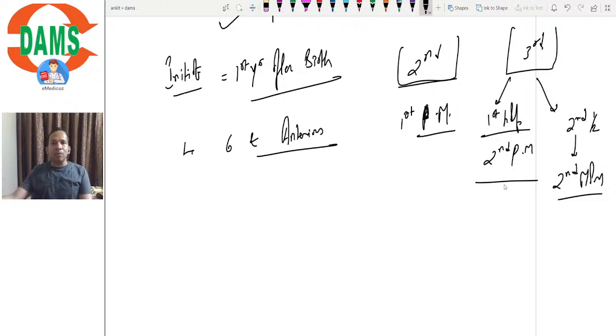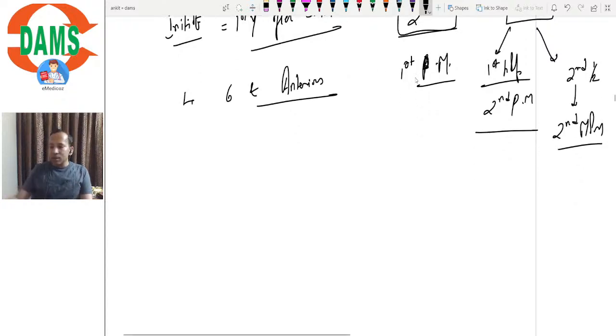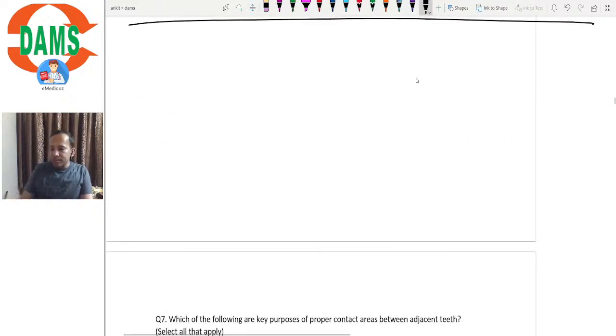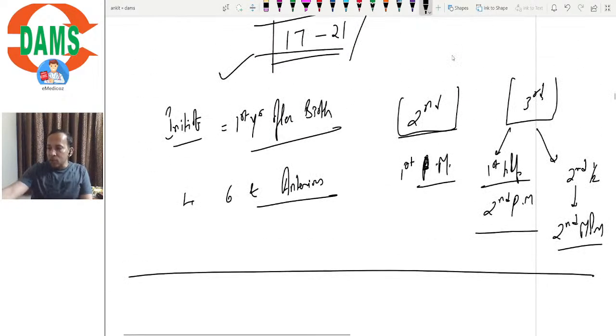In the same way, if we talk about crown completion, when will crown completion take place? Can you tell me when will the crown completion take place? Can anyone tell?